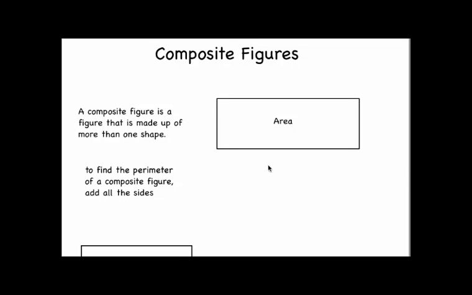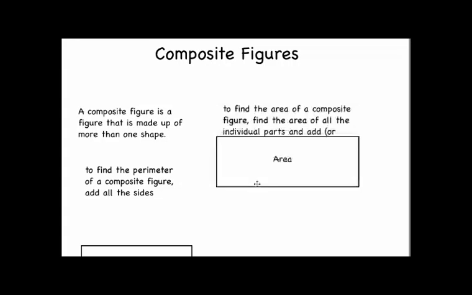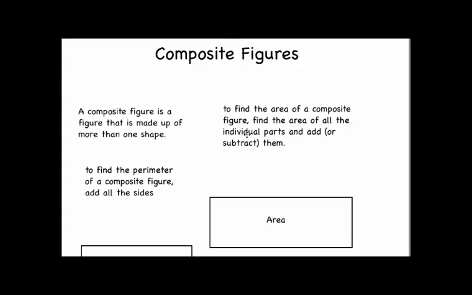Remember, perimeter, of course, is being on the outside, so we're not going to add any sides that are on the inside. To find the area, we have to find the area of all the little parts and add them together. Sometimes we can find parts and subtract them. I'll show you two ways of doing the same problem. Let's see our example.